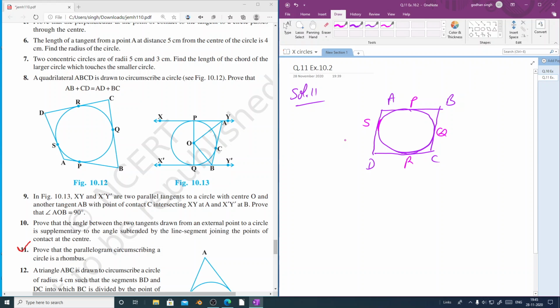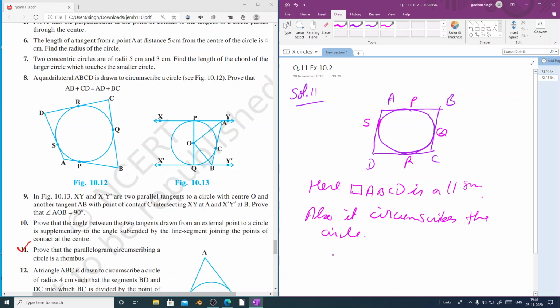Now we'll take the help of question number 8. What is question number 8? It says that the sum of the opposite sides is equal when the quadrilateral is circumscribing a circle. So here, ABCD is a parallelogram, but it is also a quadrilateral. So we'll take the help of question number 8 here. Quadrilateral ABCD is a parallelogram. Also, it circumscribes the circle.